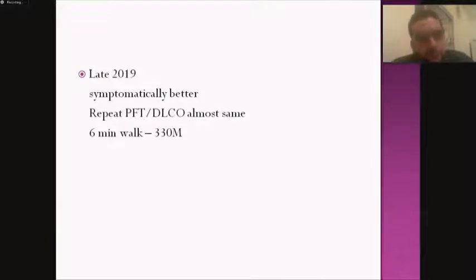Now again, she followed up in late 2019. She was doing much better. Repeat PFT and DLCO were done. Almost the same. There was not much change in PFT and DLCO. FVC was almost the same. She walked around 330 meters, where earlier she had walked around 360 meters, with no significant desaturation at this time.